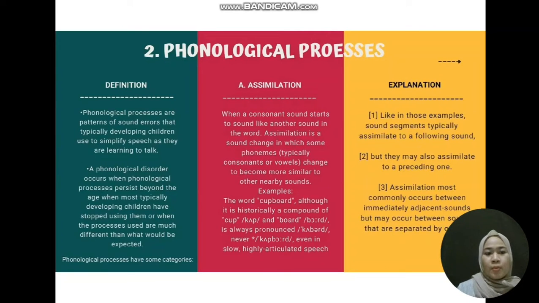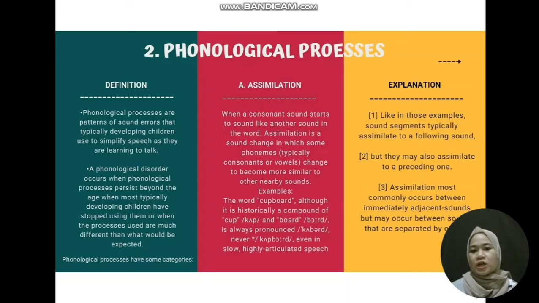Phonological process. Phonological processes are patterns of sound errors that typically developing children use to simplify speech as they are learning to talk. Assimilation: when a consonant sound starts to sound like another sound in the word. Assimilation is a sound change in which some phonemes, typically consonants or vowels, change to become more similar to other nearby sounds. For example, the word cupboard, although it is historically a compound of cup and board, is always pronounced cubboard, even in slow, highly articulated speech.